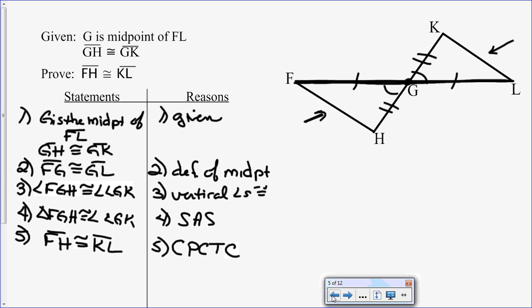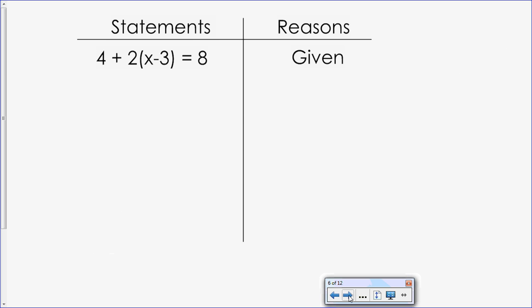Okay? So think about algebraic proofs. What kinds of things could we use to prove that x was equal to something? Distribute. Okay? So that's our first step here, isn't it? We want to clear the parentheses. Distributing the 2 to both sides.